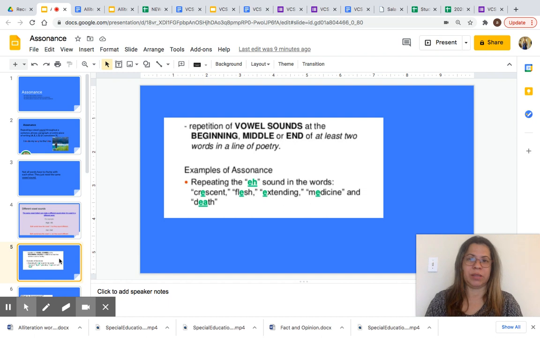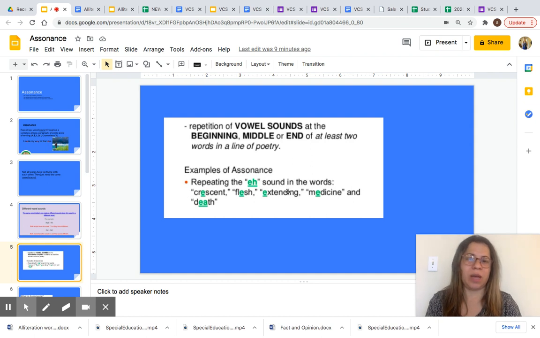In assonance, there is repetition of vowel sounds at the beginning, middle, or end of at least two words in a line of poetry or in a sentence. So in assonance, the vowel sound can be anywhere in the word. It doesn't have to be at the beginning. It can be at the beginning, in the middle, or at the end. Let's look at some examples.